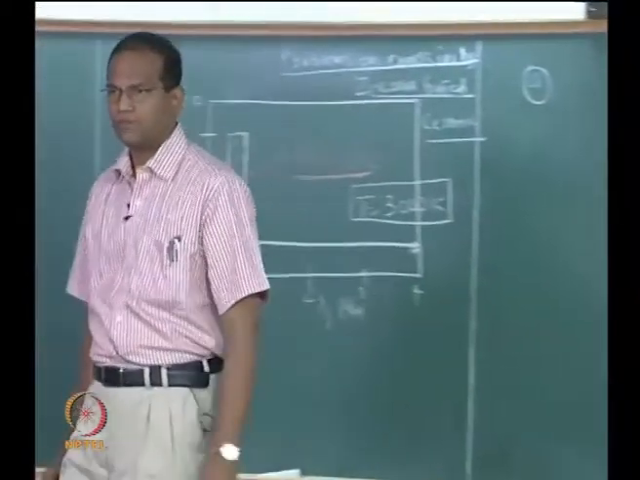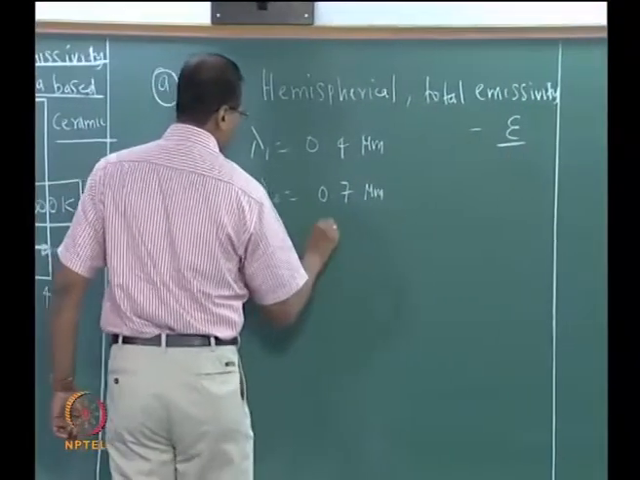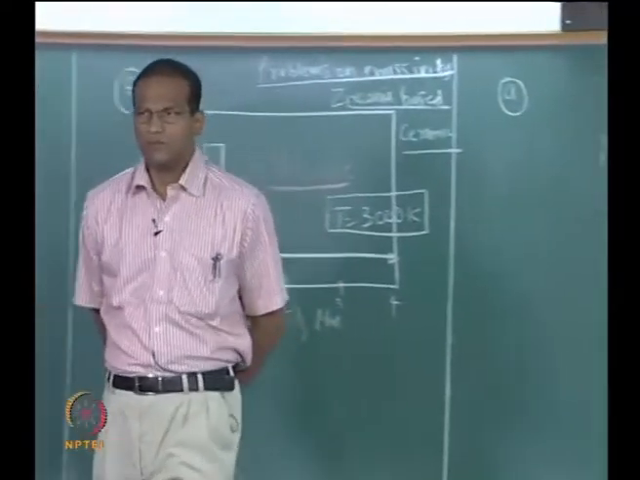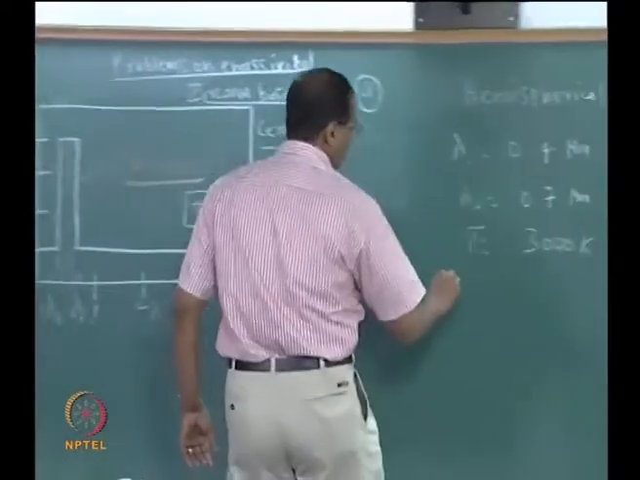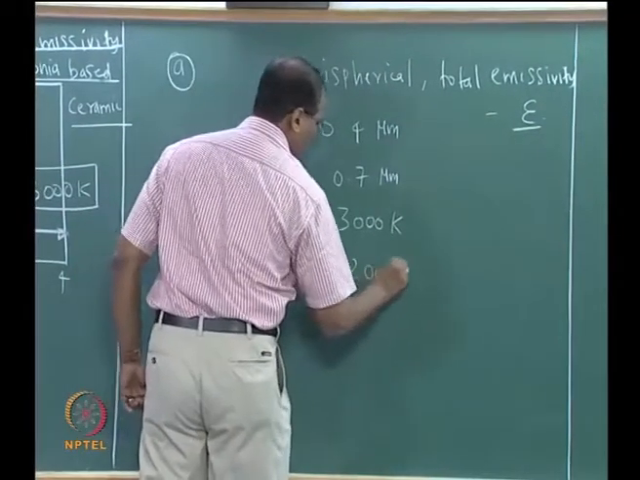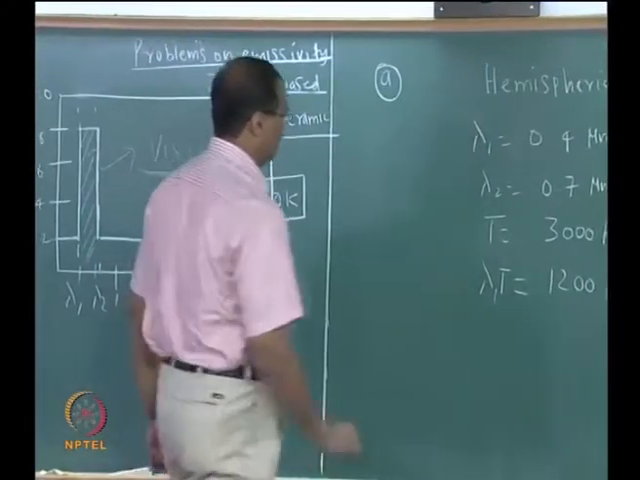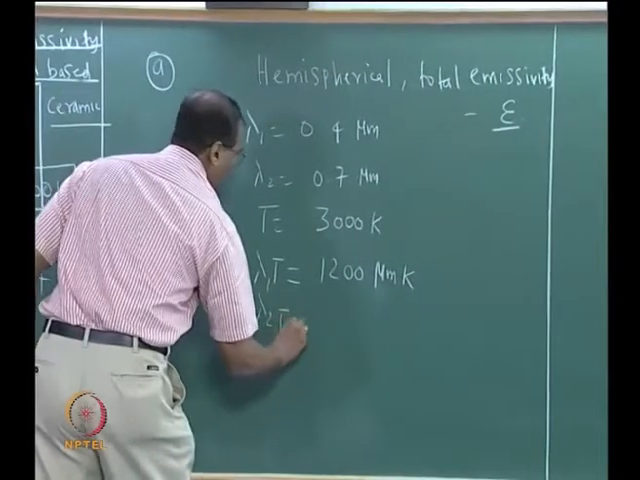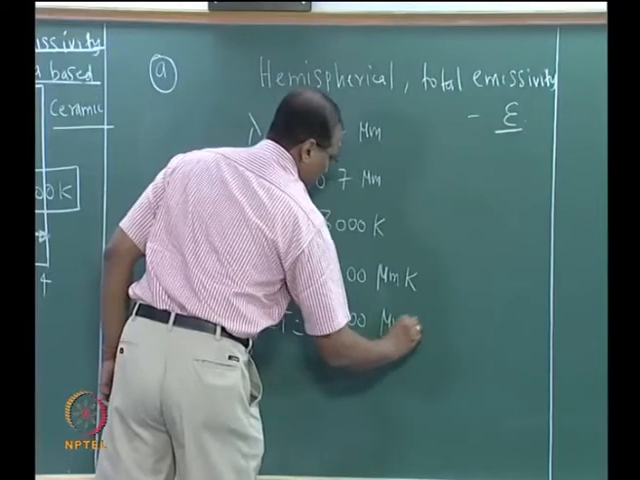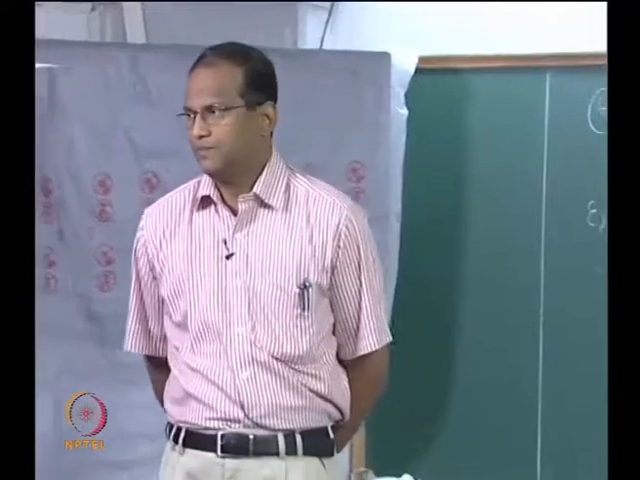Okay. T is 3000 Kelvin. So lambda 1 T is 1200 micrometer Kelvin. Okay, so starting is good, no problem.